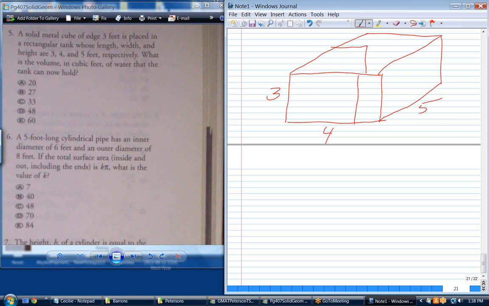inside that thing, not a very good artist, unfortunately. Let me see if I can do a little better job than that, though. Yeah. There's our cube that's placed inside the metal box. What is the volume in cubic feet of water? What in the world? Let me read this again.